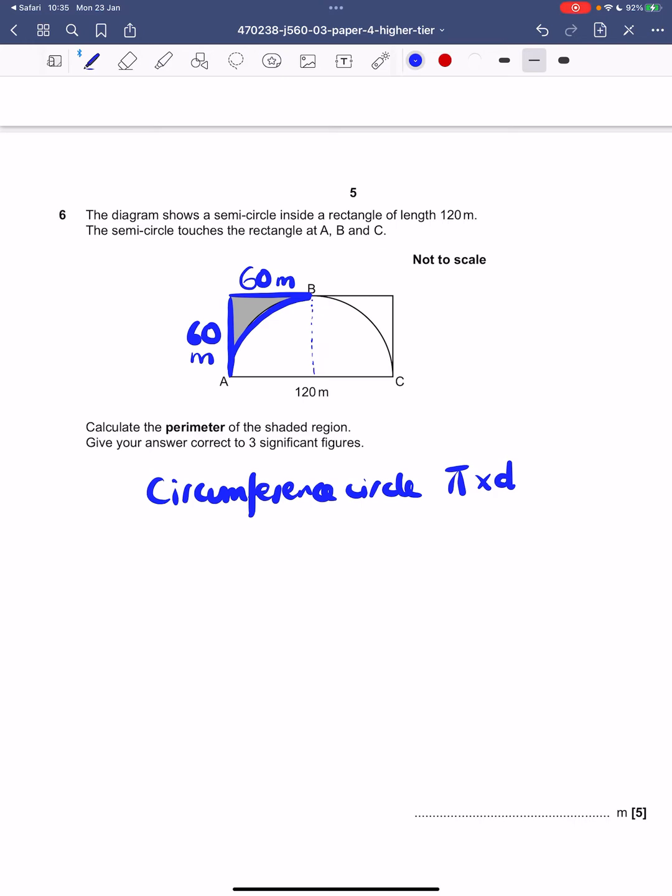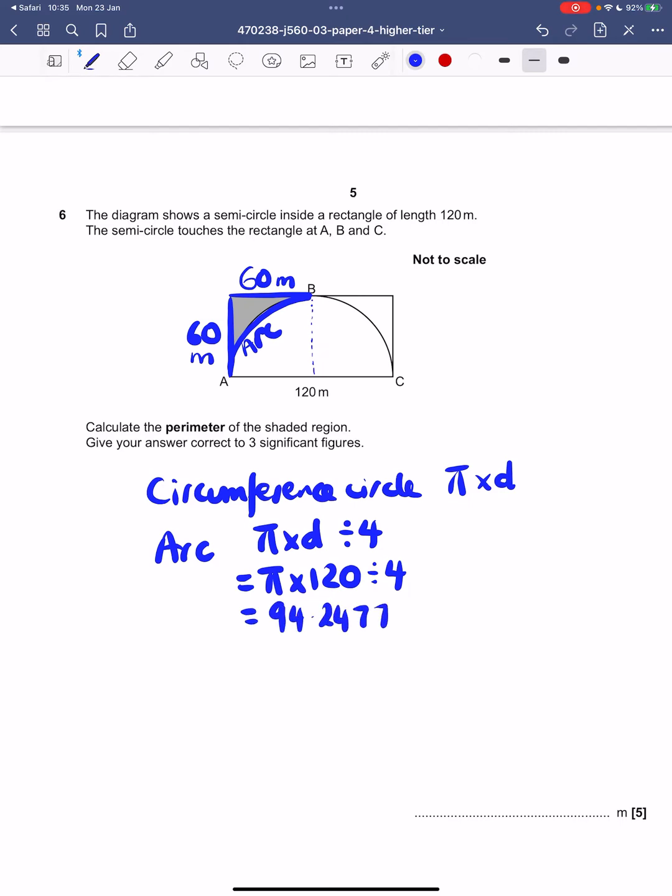Okay, and then our shaded area, and this is an arc. The arc that we actually need is pi times d divided by 4, because it's a quarter of the full circle. Should we go right round there? Okay, so this is going to be pi times 120 divided by 4.